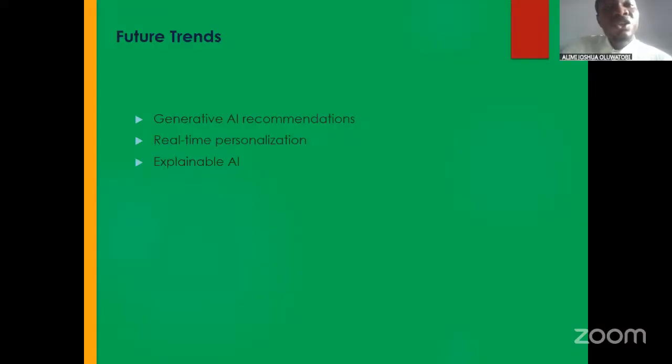The future trends of recommendation systems are generative AI recommendation systems, which are the order of the day, real-time personalization, and also explainable AI.